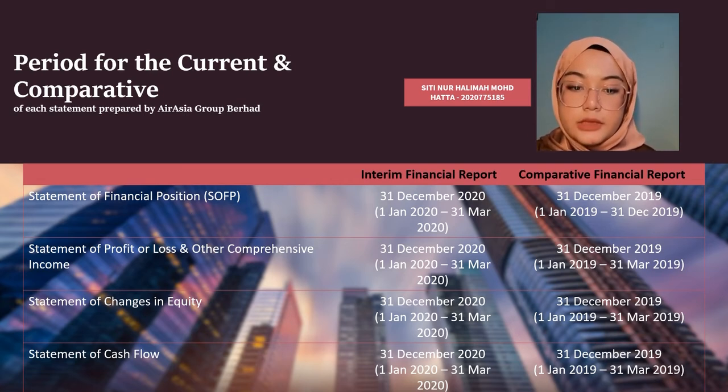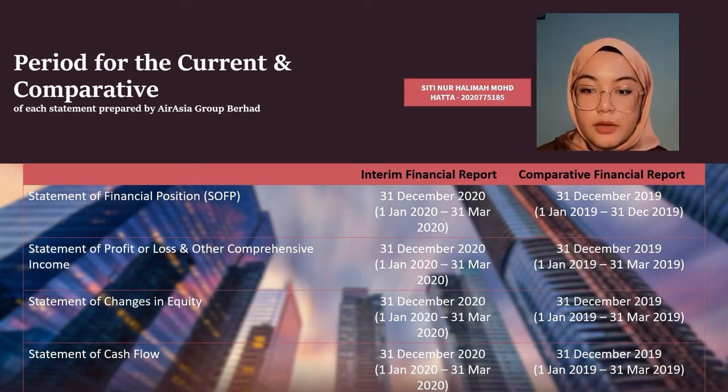The comparative statement of financial position of the immediate preceding year's reporting period is 12 months from 1st January 2020 to 31st December 2020. Next, for the statement of profit or loss and other comprehensive income, the current interim reporting period is 1st January 2020 to 31st March 2020, and the cumulative statement of profit or loss and other comprehensive income for the current financial year to date reporting period is 1st January 2019 to 31st March 2019.